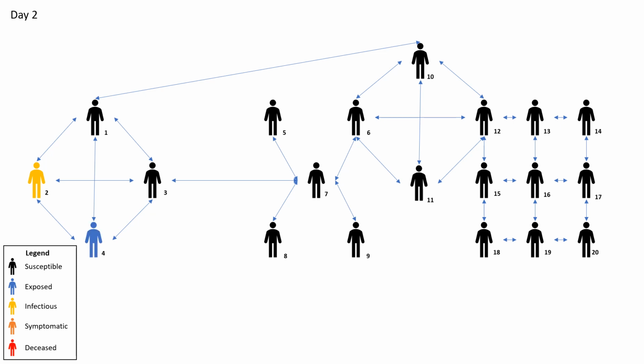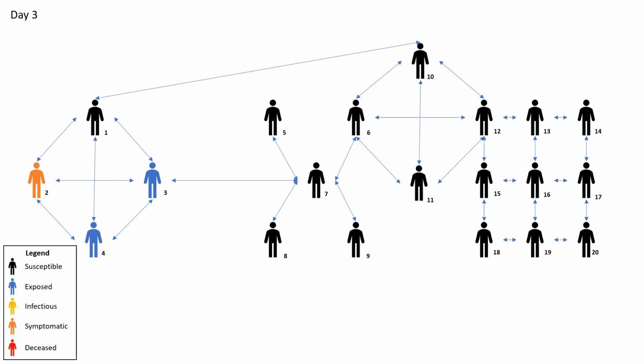And here on day 2, individual 2 has passed the infection on to family member, individual number 4. This is the first infection that has occurred in our simulation. And then we'll see what happens on day 3. Individual 2 suddenly becomes symptomatic. They develop a fever or begin coughing. And on this day, individual 3 becomes infected.